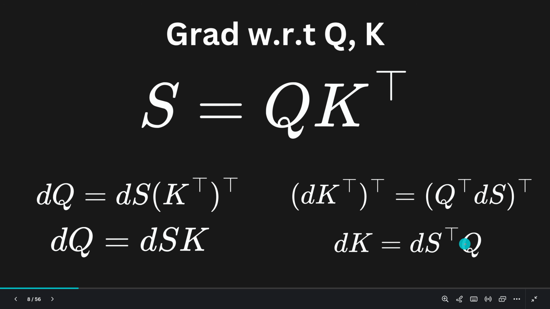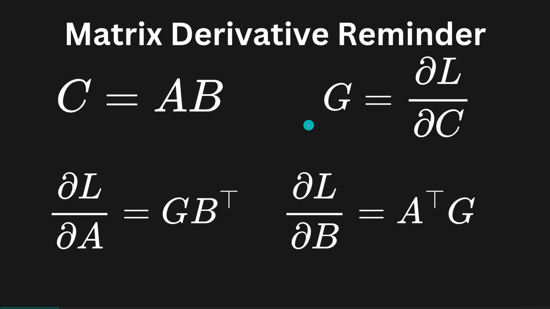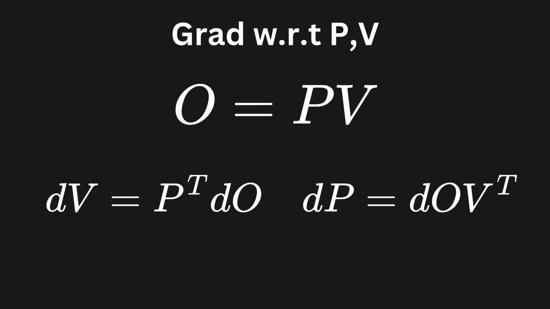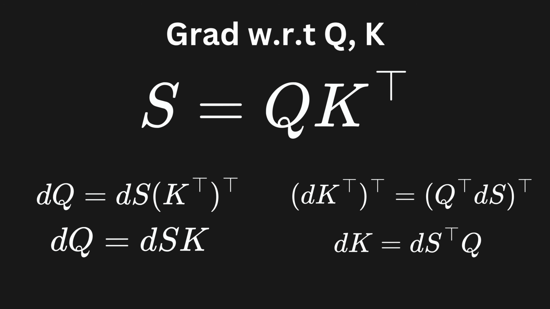So just write these out if you want, right? This is just applying this formula to finding the derivative with respect to V and P, and the derivative with respect to Q and K.